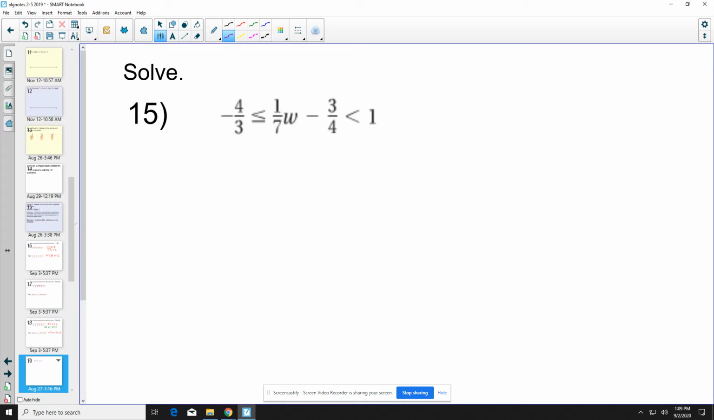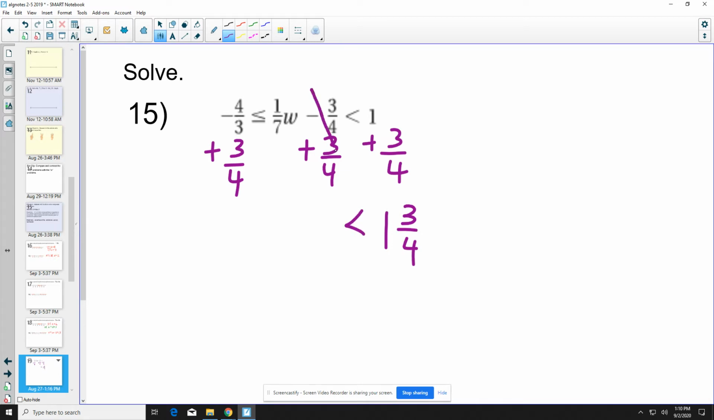Okay, our first step is add or subtract. So first, let's add 3/4 to all parts. Plus 3/4, plus 3/4, plus 3/4. On the left, we have a 1 3/4. We bring down the same symbol. -3/4 and +3/4 cancel, and we have a 1/7 w. We bring down the same symbol.